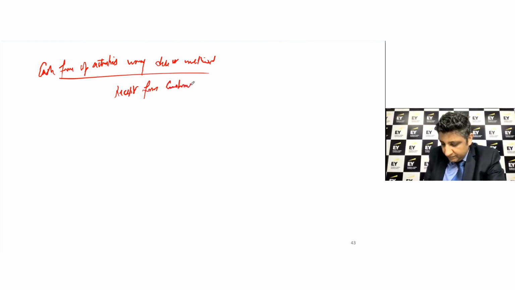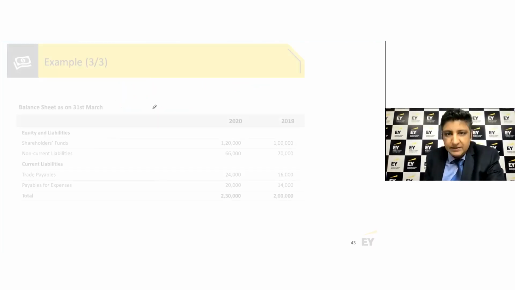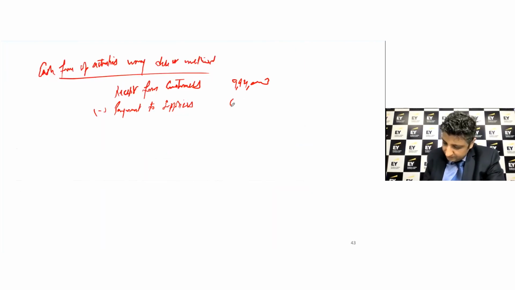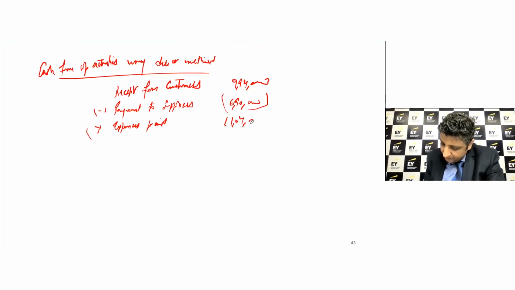Receipt from customers, which is 9,94,000 less payment to suppliers. That was 690. Okay, this figure 6,90,000. Okay, less expenses paid, which is 104, and less, of course, tax paid, which is 60,000.